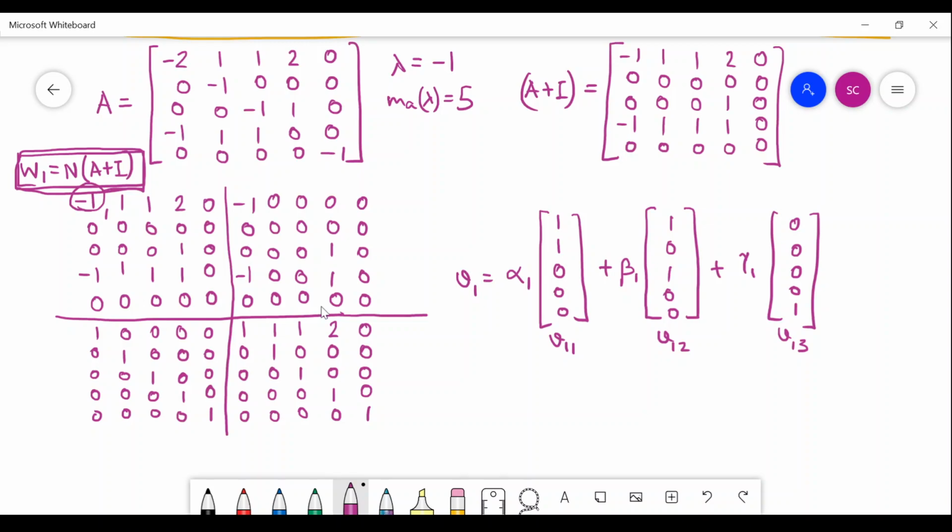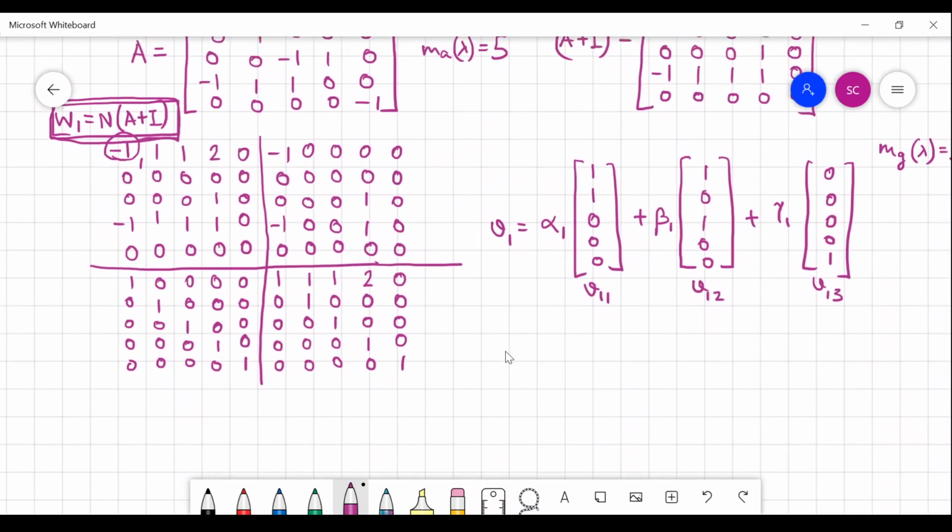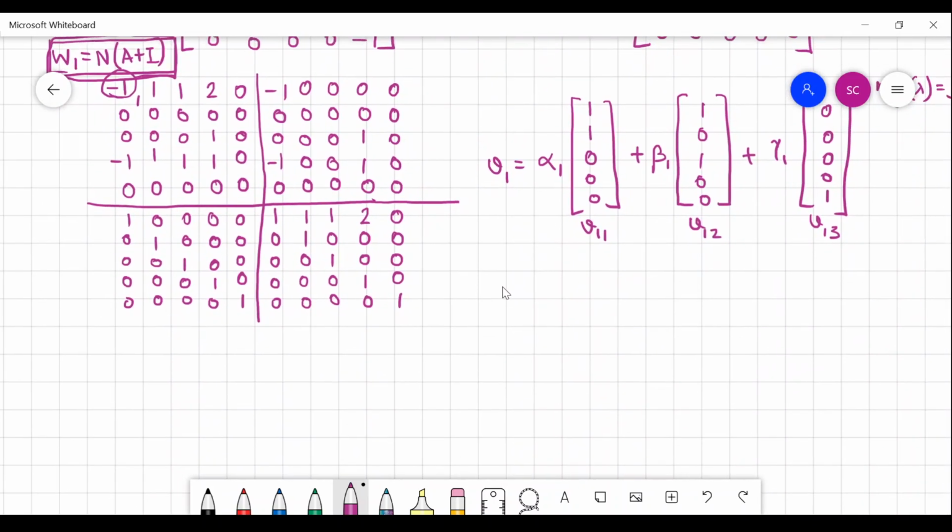This step has to be always done because this gives us information about the geometric multiplicity of the eigenvalue, and this is 3. That means there are 3 Jordan blocks, and since the algebraic multiplicity is 5, we clearly don't have any idea what the sizes of the Jordan blocks would be. So we have to actually go ahead and find the higher order. It is very obvious that the sizes are unequal.